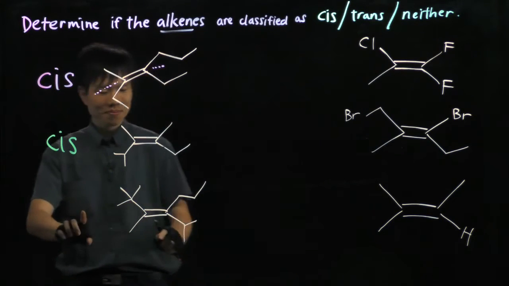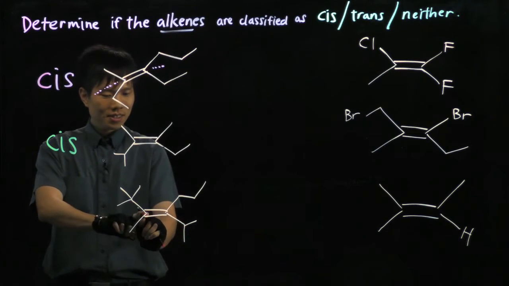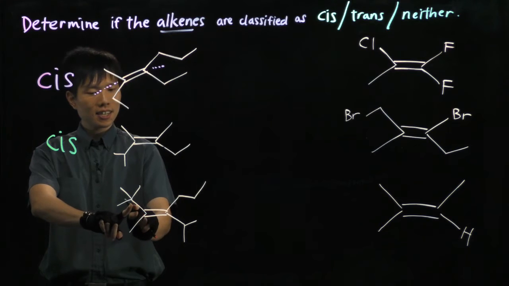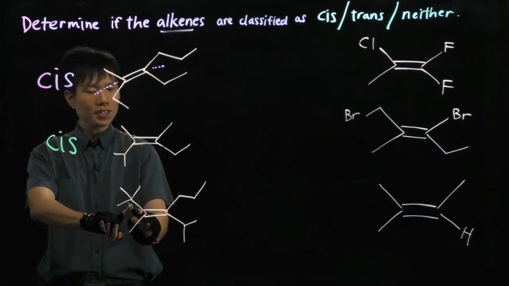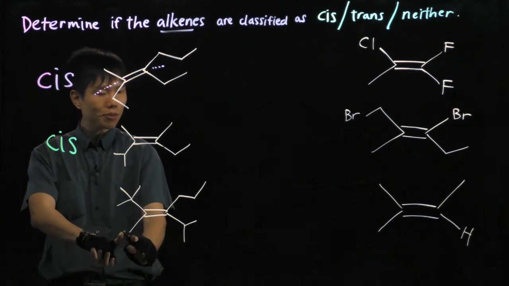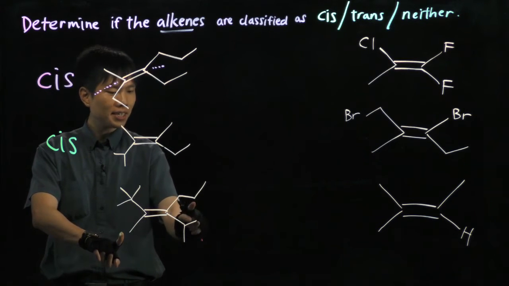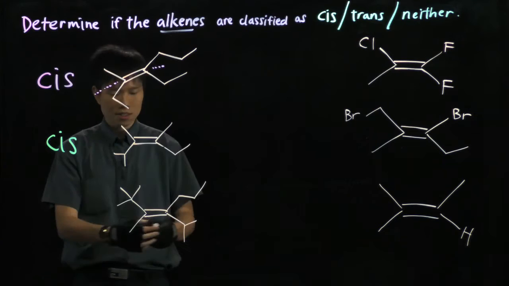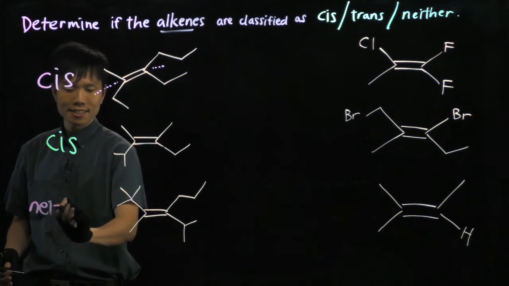For this case, take a look. The first substituent here is a 1, 2, 3, 4. What is it? It's a tert-butyl group. At the bottom is a methyl group, right side isopropyl. This is n-propyl. So they're all different. So this is neither.